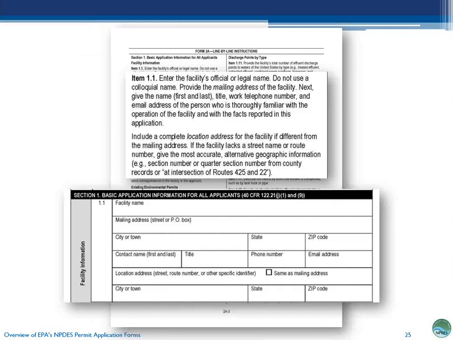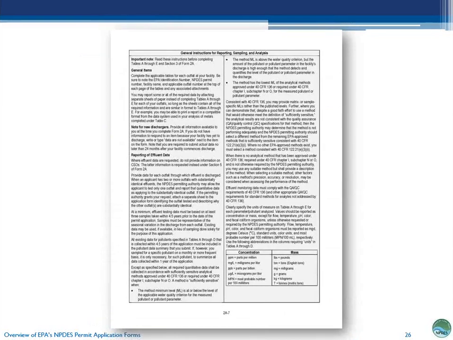The line-by-line instructions specify that when providing the response for the facility name, the applicant should enter the facility's official or legal name and should not use a colloquial name. The instructions also specify that when providing the contact information, the applicant should select an individual who is thoroughly familiar with the operation of the facility and with the facts reported in the application.